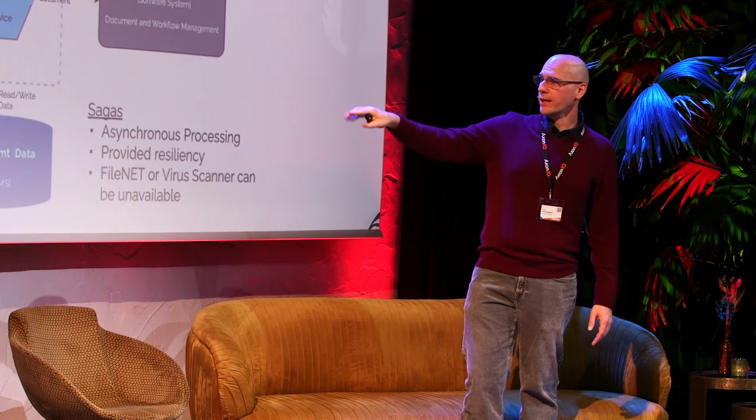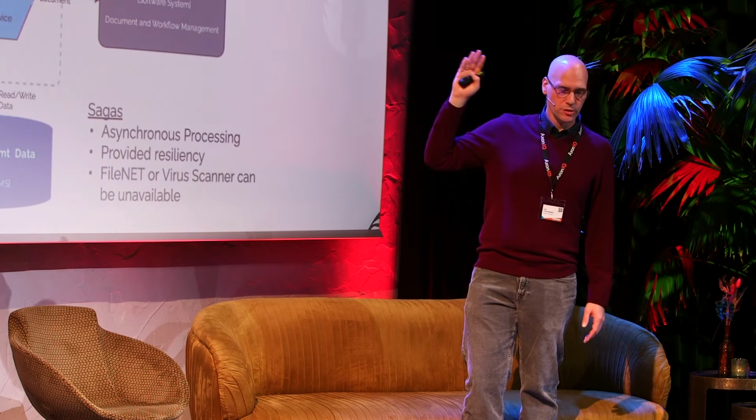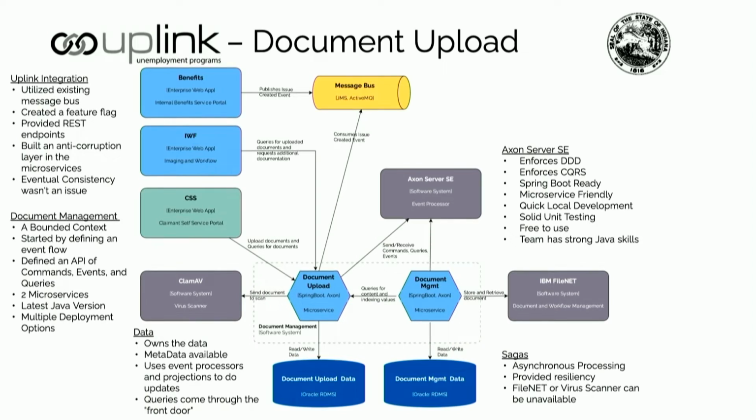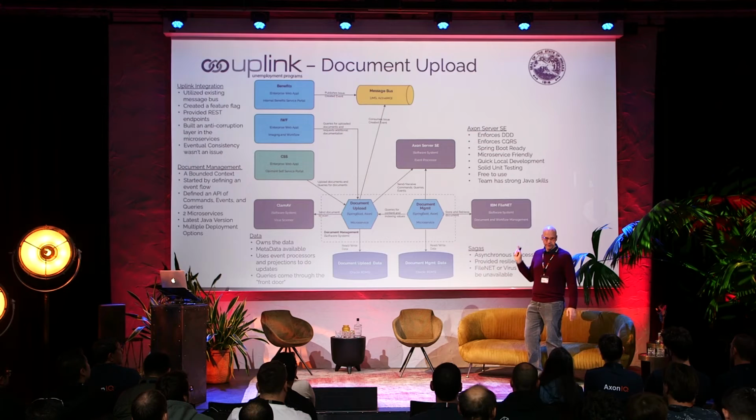We would draw the lines, and we used the event processor and projections to do updates. We enforced that all queries had to come through the front door. There was no backdooring the system anymore. And because there were basically only 4 of us, it was easy to sell that to ourselves. We did this, and it's worked. We've not had any DCRs with this. We went live in December, early January, and we had 1 defect.